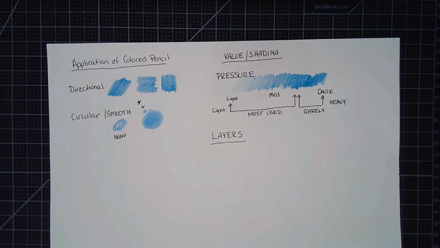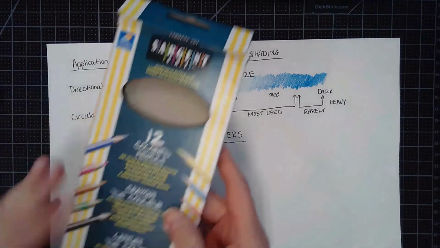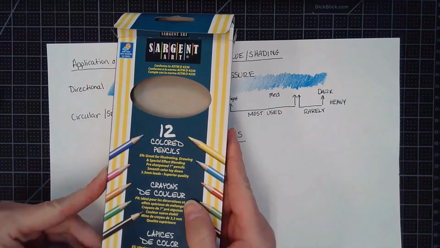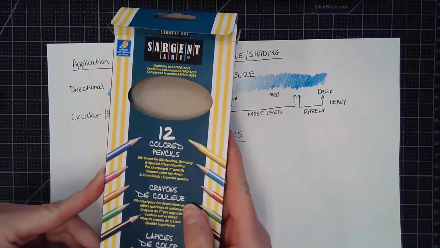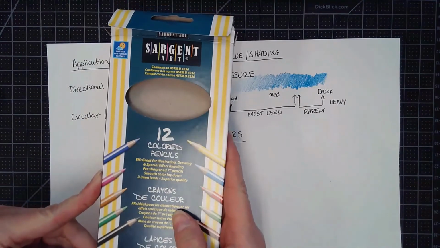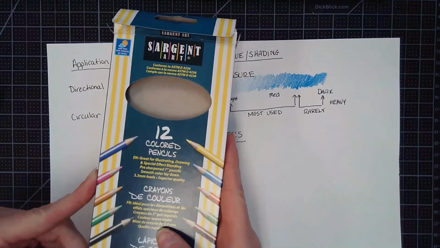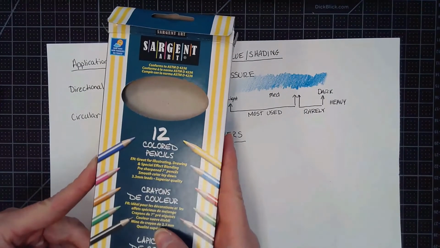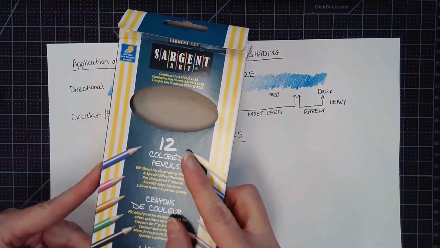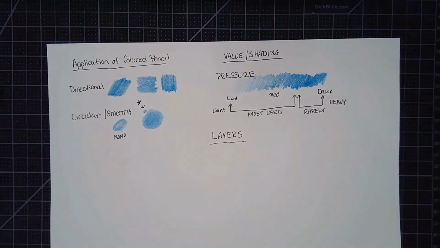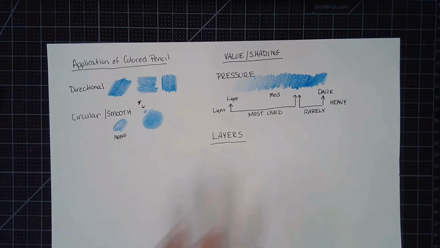So for my project, I am using a 12 count pack of Sargent Art color pencils. You may have a set of Crayola or another brand name, and usually when you look at them in the store, you're going to find the 12 color set. Now you could have a larger set you are using, which means you have a wider range of colors, but no matter what the size of your color pencil pack, layers are how we want to apply color pencil to, as I said, not only create value but different colors.